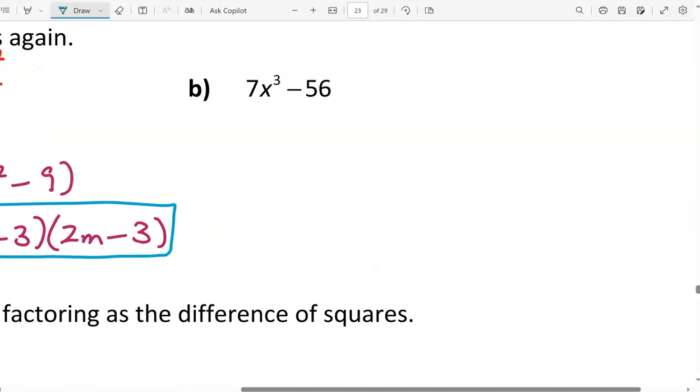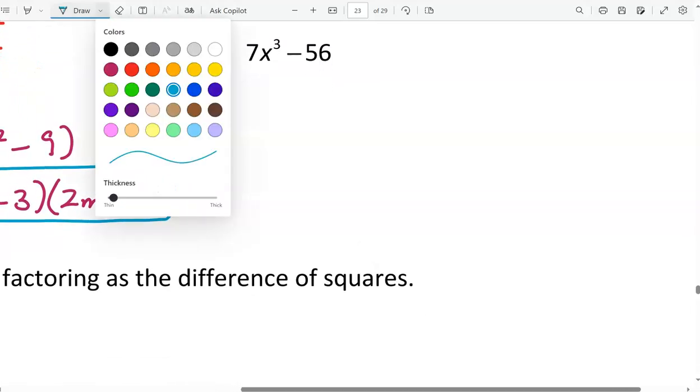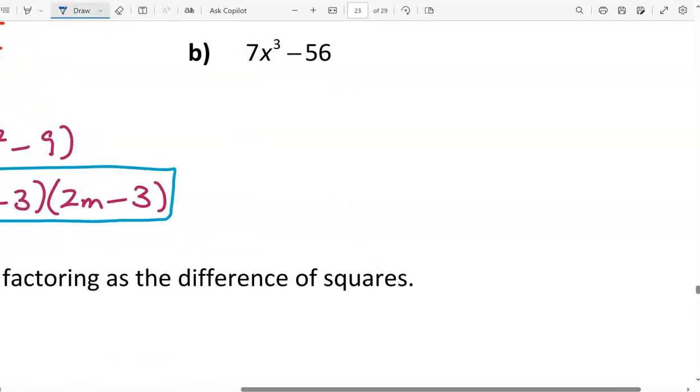For b, we're going to factor out the GCF first, or the greatest common factor, which is 7. So 7 times x cubed minus 8. I'm going to bring down that GCF factor, and x cubed minus 8 is the difference of two perfect cubes, and those two perfect cubes being x and 2.